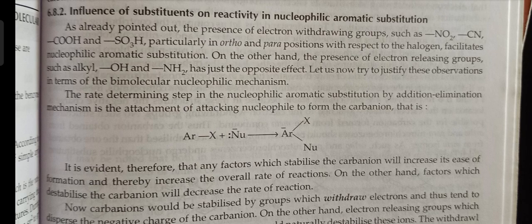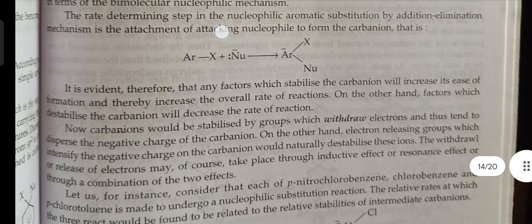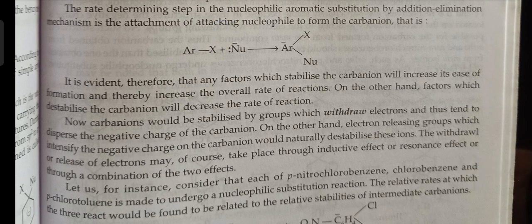On the other hand, the presence of electron releasing groups such as alkyl, OH and NH2 has just the opposite effect. Let us now try to justify this observation. The rate determining step in the nucleophilic aromatic substitution by addition elimination mechanism is the attachment of the attacking nucleophile to form the carbanion. It is evident therefore that any factor which stabilizes the carbanion will increase its rate of formation and thereby increase the overall rate of reaction. On the other hand, factors which destabilize the carbanion will decrease the rate of reaction.